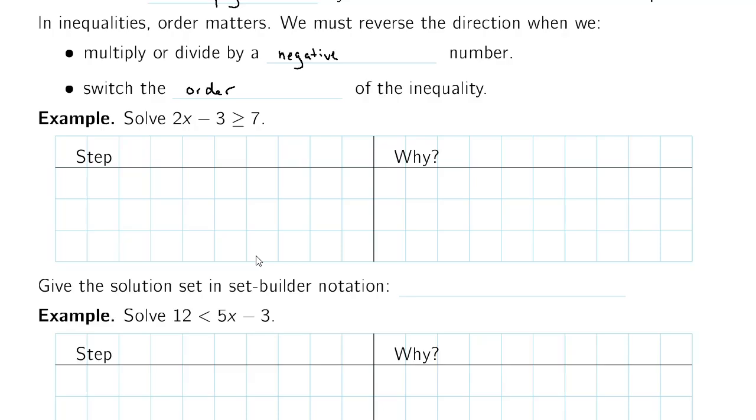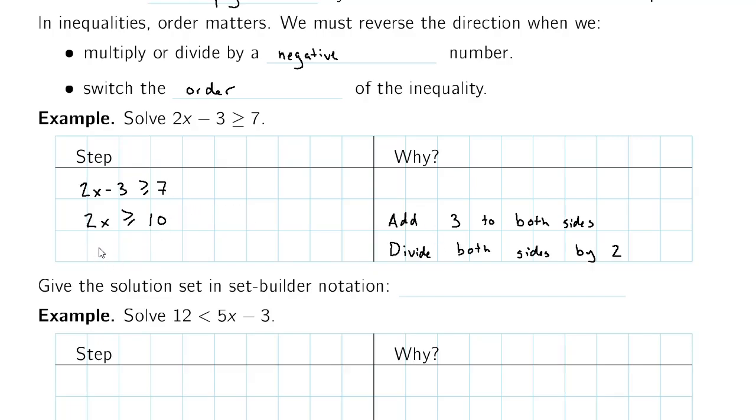Here we have 2x minus 3 is greater than or equal to 7. The first thing we want to do is get rid of subtracting 3, so we'll add 3 to both sides. On the left, we're just left with 2x. On the right, 7 plus 3 is 10. Then we want to get rid of the 2, so we'll divide both sides by 2.